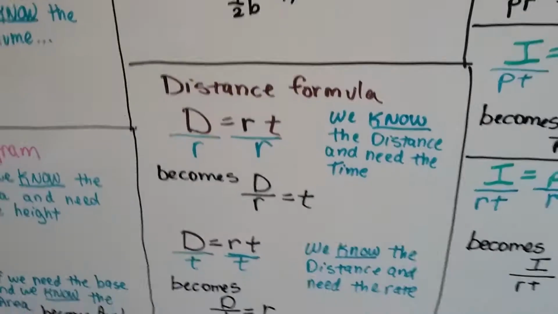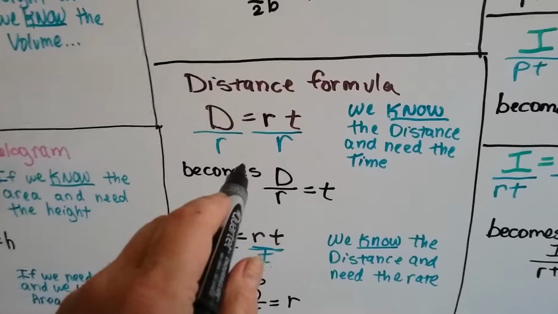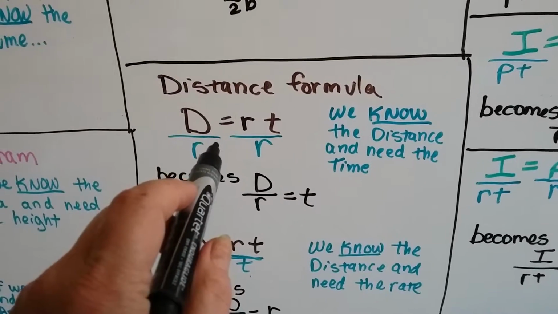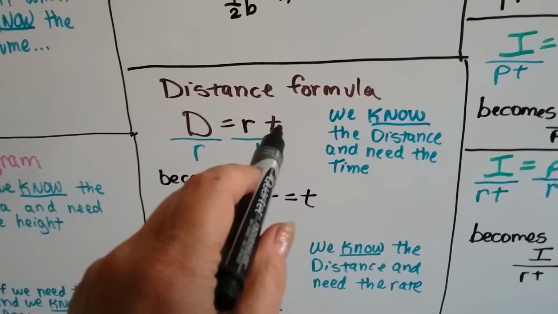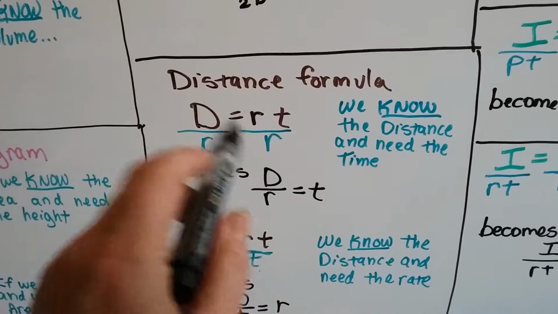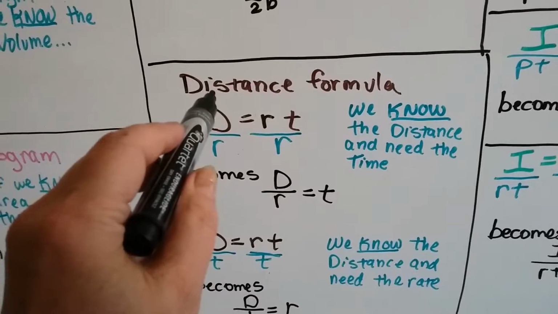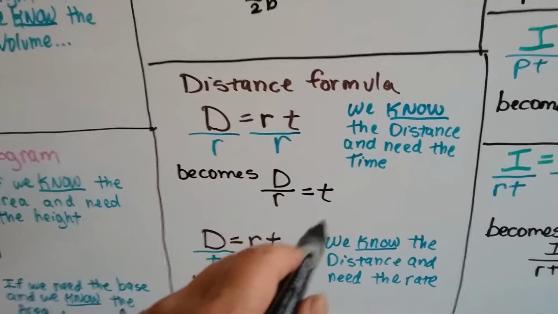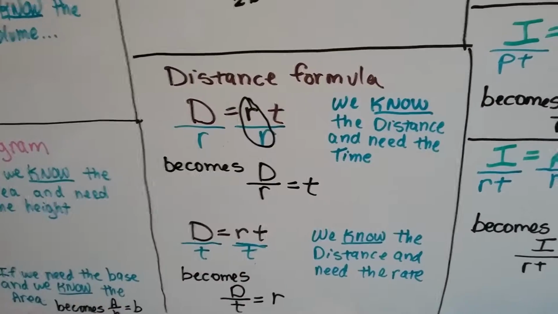How about the distance formula? Every time I see this, I think of the word dirt. Don't you? Okay, I don't know. Maybe it's just me. If we want to solve to get the time, this says distance is equal to the rate times the time. And if we need to know time, well, this r is in the way. So we divide both sides of the equal sign by the r, and we end up with the distance divided by the rate is equal to the time. And now we know that we can discard this r over r, can't we?